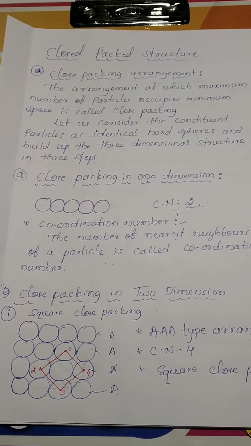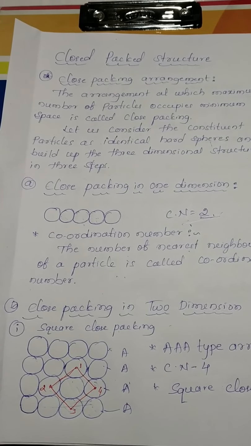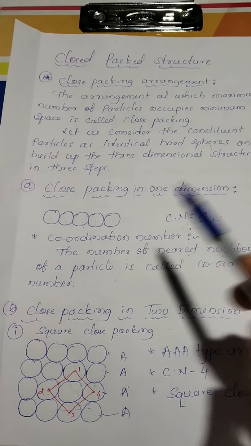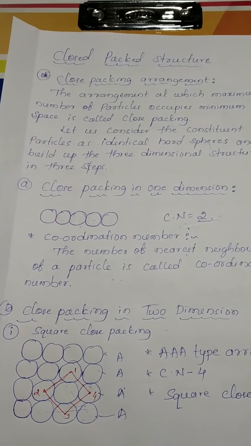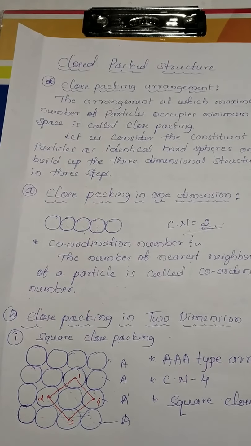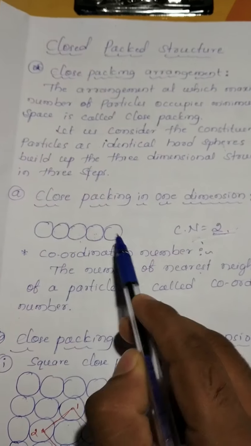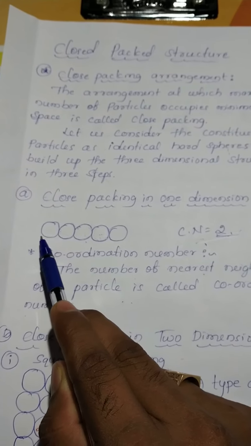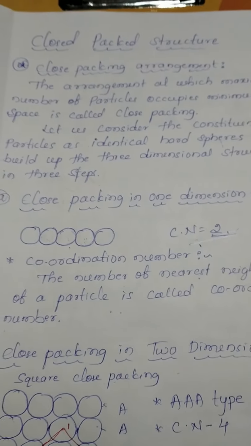Let us study one by one. First, close packing in 1 dimension. In 1 dimension there is only one way of arranging spheres, with no other way. That is to arrange them in a row, touching each other. This is close packing in 1 dimension.